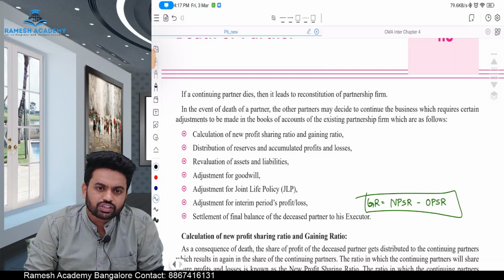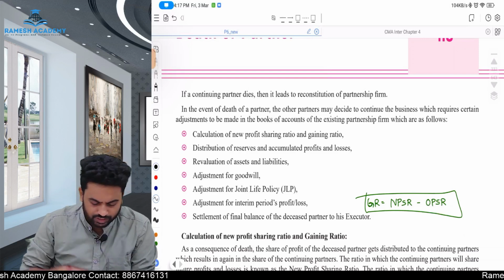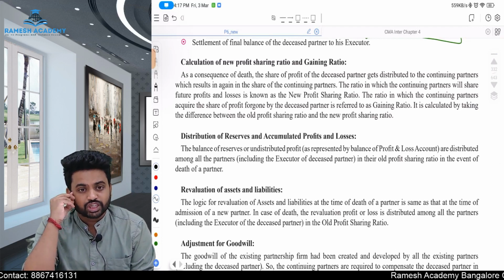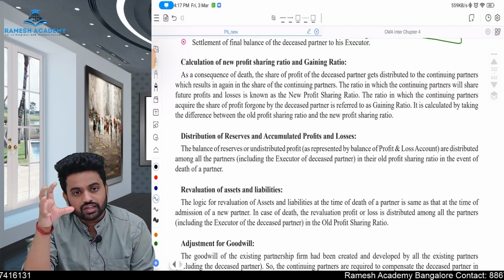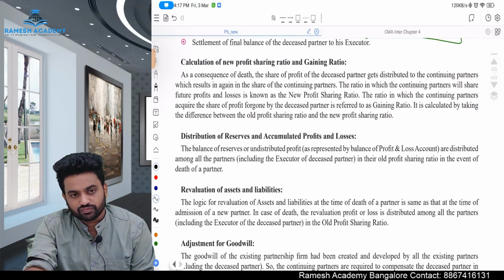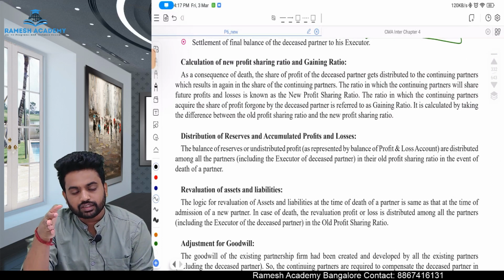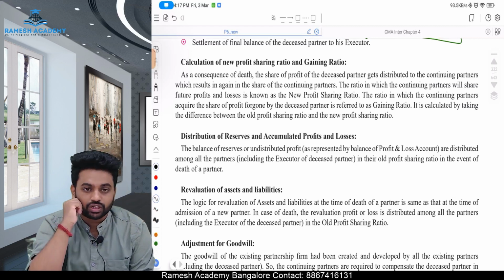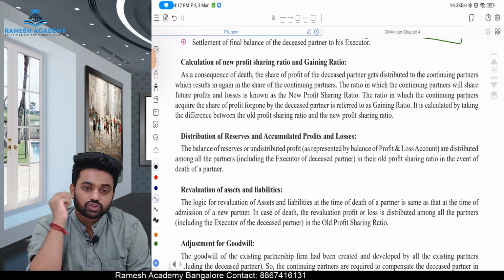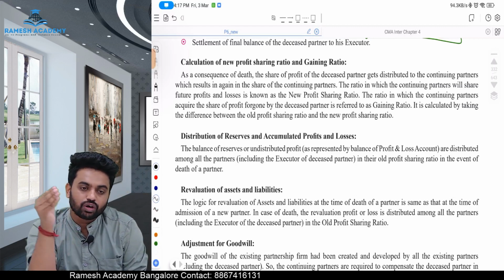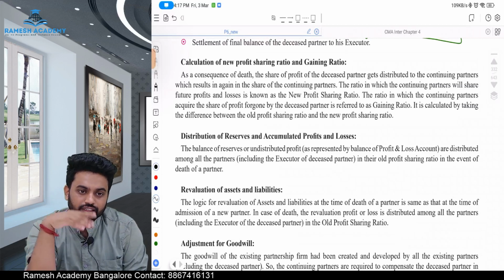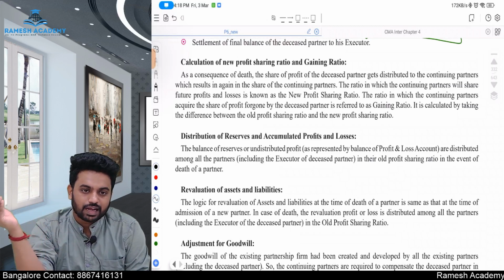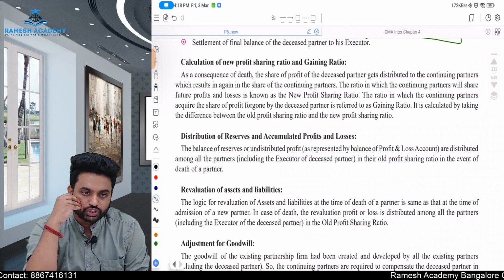Okay. Next one is distribution of reserve, accumulated profit and liability. That is also same like your retirement and admission. The reason is that all the partners, until the death of the deceased partner, strived hard towards it. Everyone's profit got blocked in the reserves. Now everyone is entitled to that. So what we will do, we will give credit to all the partners. So the entry will be reserves account debit to all partners' capital accounts in their profit sharing ratio.